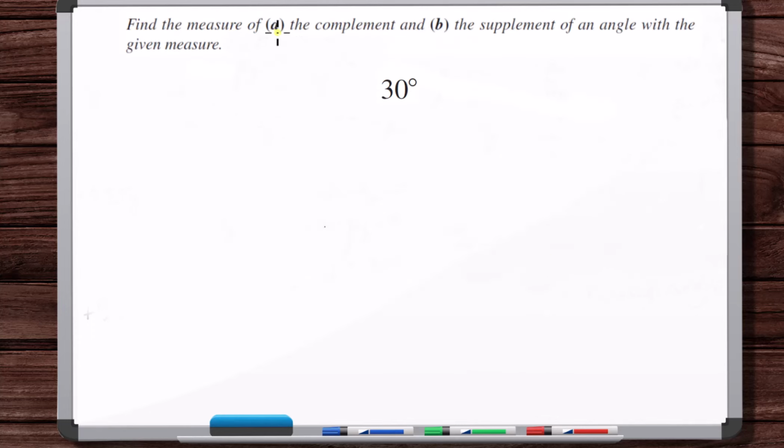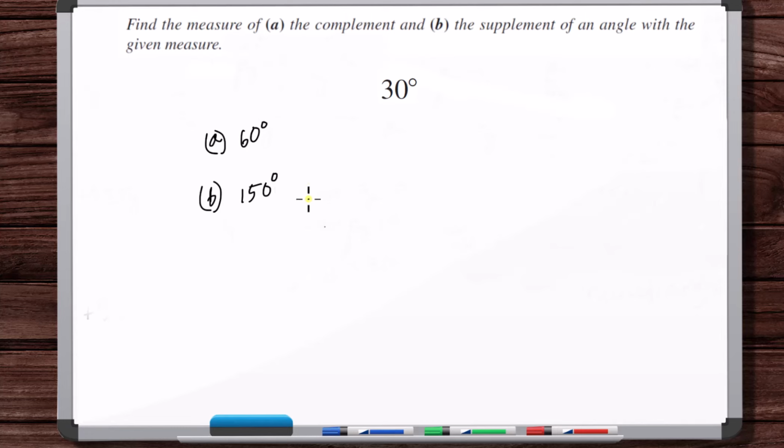Find the measure of the complement and the supplement of an angle with the given measure. So this angle is going to have one complement and one supplement, because remember, complementary and supplementary angles are two positive angles. So what's the complement of 30? Well, what positive angle adds to 30 to produce 90? 60. What's the supplement of 30? Well, what angle adds to 30 to produce 180?